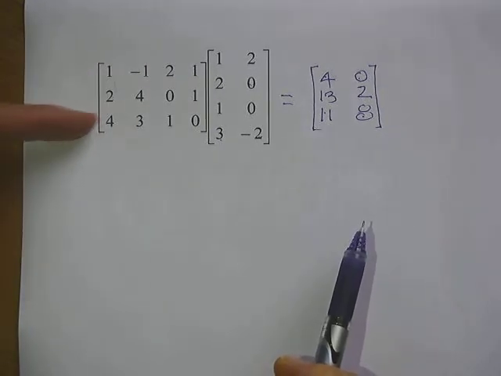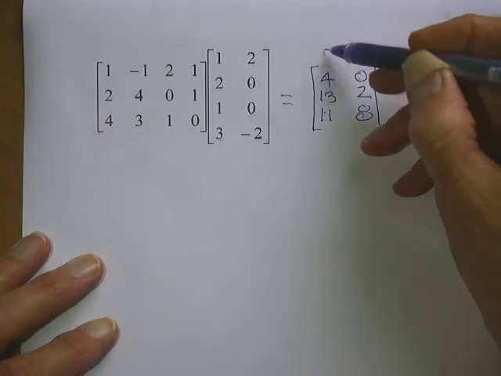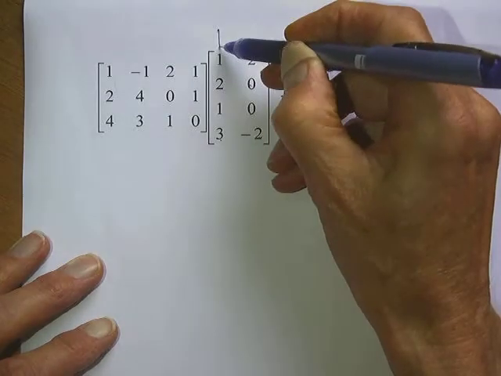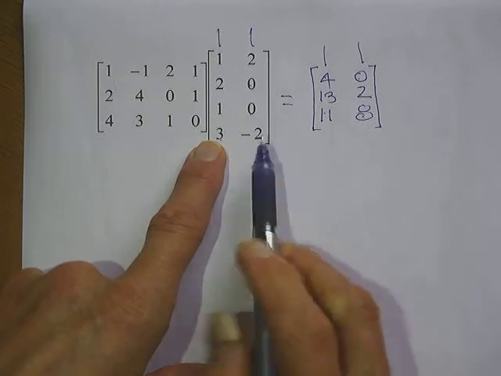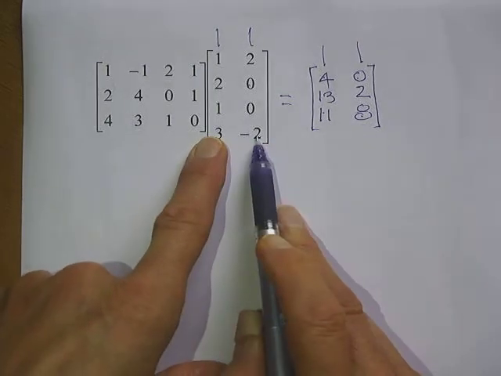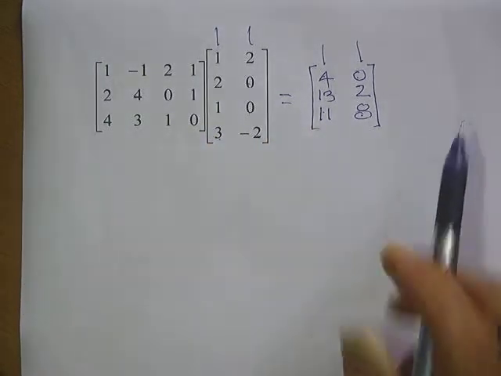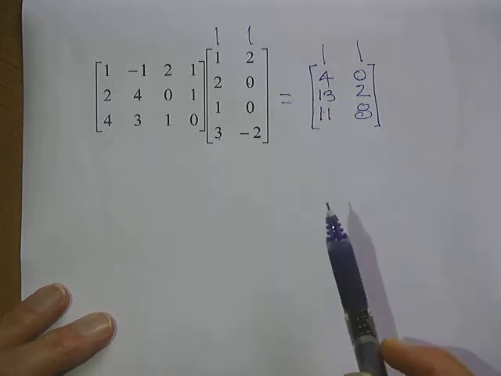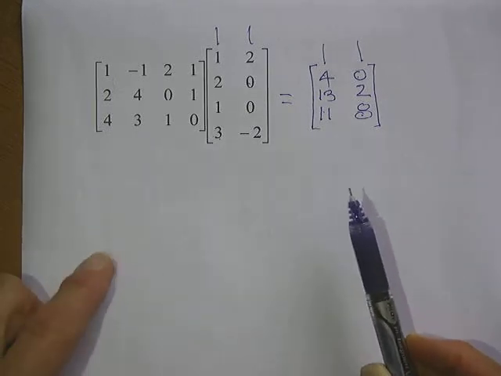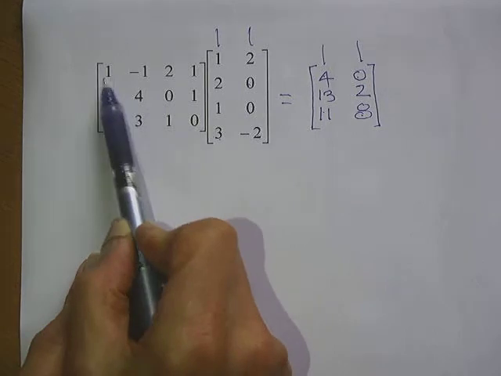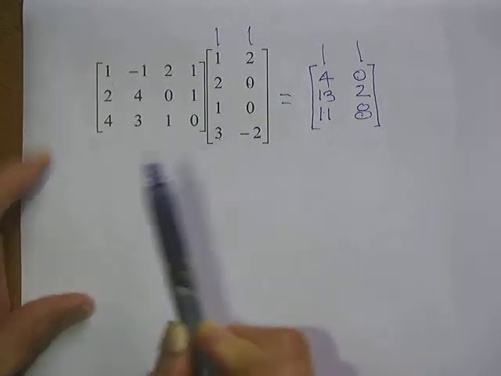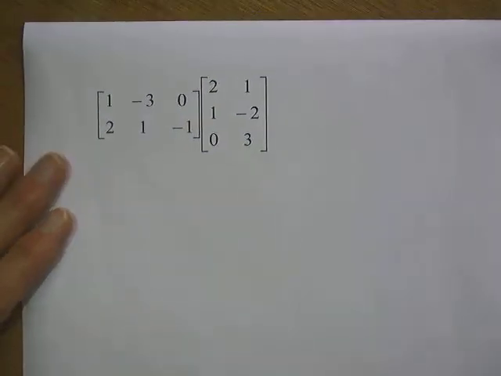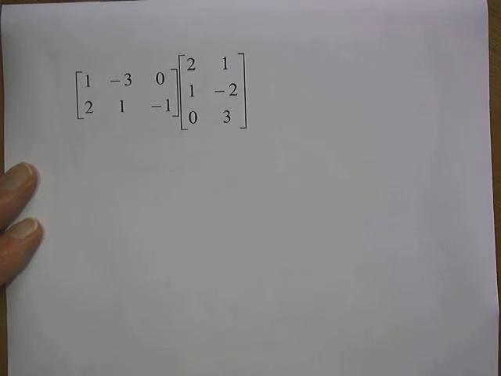So the number of rows of this product matrix is the number of rows of the first. The number of columns of the product matrix is the number of columns of the second, because these are the recipes. 2 recipes, 2 cakes. And, well, the middle ones, the number of rows of this and the number of columns of this, they have to match up. This has 4 columns, this has to have 4.